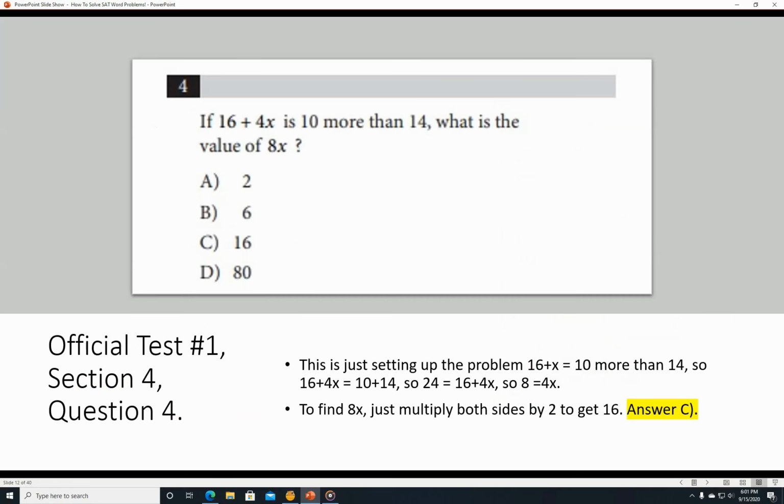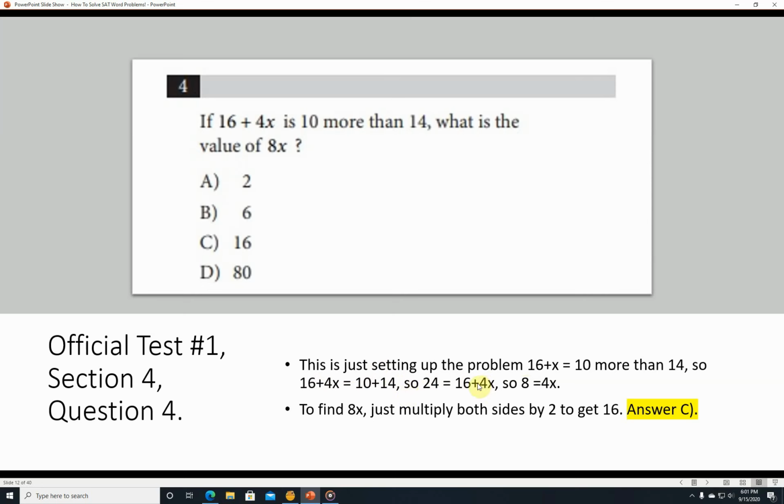Official test number 1, section 4, question 4. If 16 plus 4x is 10 more than 14, what's the value of 8x? Well, this is just setting up the problem: 16 plus 4x equals 10 more than 14. 10 more than 14 means 10 plus 14. So 16 plus 4x is equal to 10 plus 14, or 24 is equal to 16 plus 4x. I just flipped them around and added these two together.